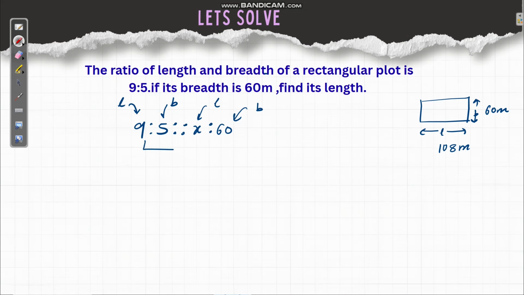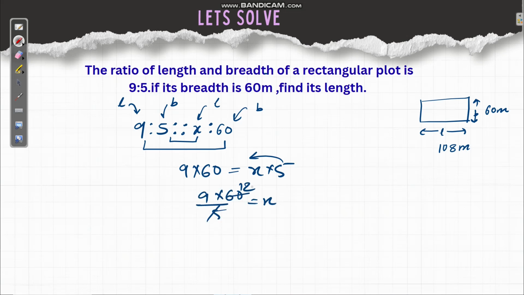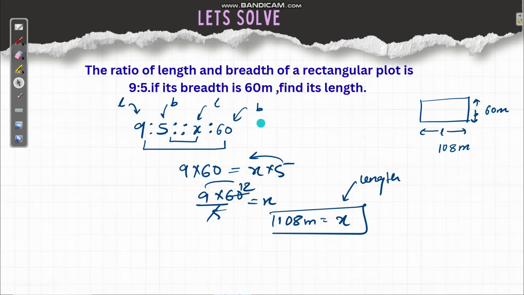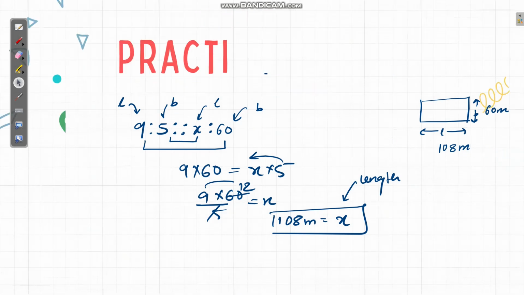So let's use the formula, that is product of extremes, that is 9 into 60, is equal to x into 5, because those are the middle terms. Let's take it that side, it's the same thing, 9 into 60 upon 5 is equal to x. This is 12 9s are, and you will get 108 meters as your length. So what I found over here is length, sorry, it's length. I hope this was clear. This is all for proportion.